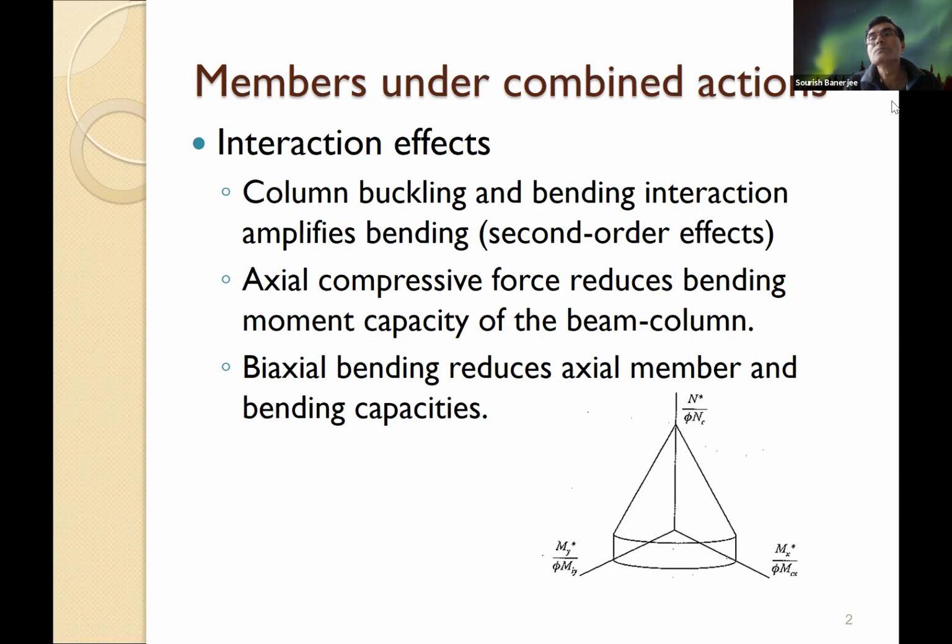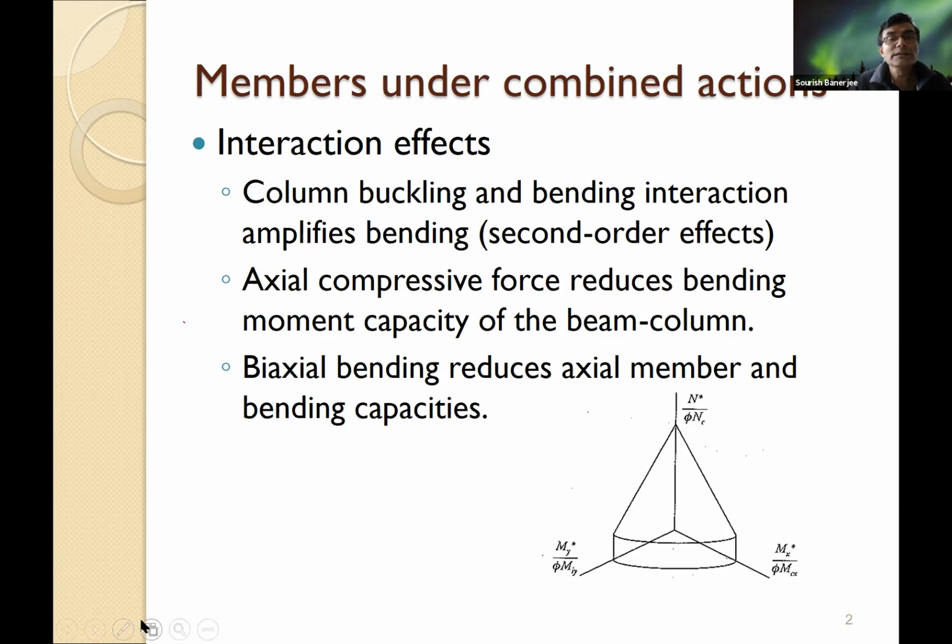Okay, now let's look at these interaction effects, how these interaction effects work. Now I will start with the second one and then we'll come to the first one. There's a reason for that. I'll explain that in a minute.